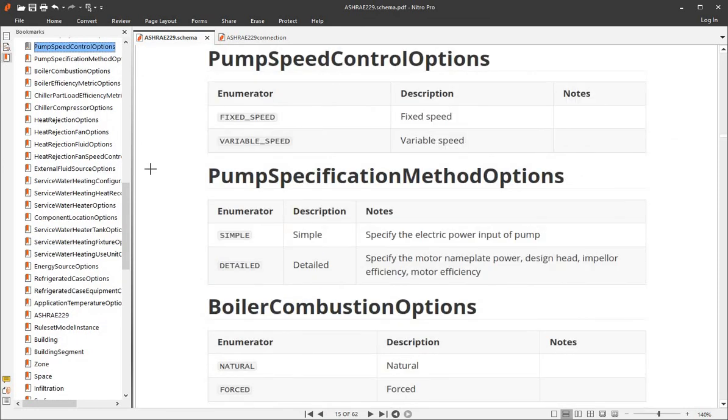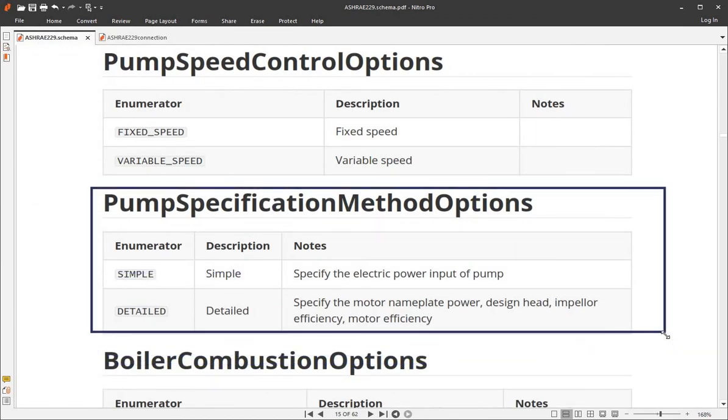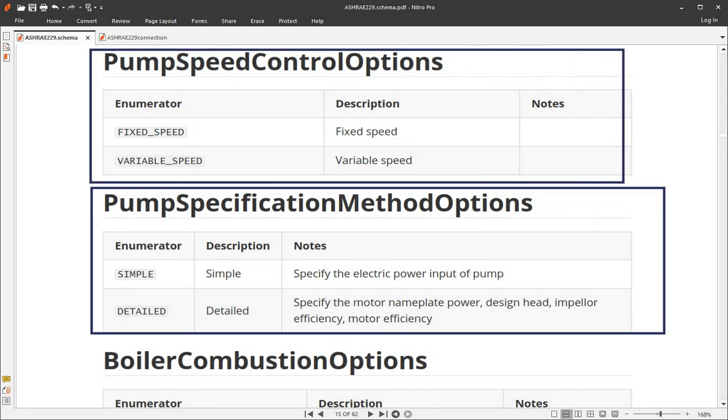So the pump specification method options, as I said, are either simple or detailed. And this is just what we talked about earlier. If it's simple, you just provide the electric power. If it's detailed, you're providing some of the pieces that are used to compute what the electric power is of the pump. And then the speed control options are either fixed or variable speed pumping.